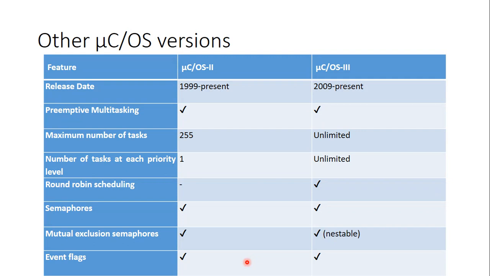Now I have compared MuseOS with its upgraded version, MuseOS 3. The release date of MuseOS 2 is around 1999 and of version 3 is 2009. Both are currently being used, and MuseOS 3 is basically the upgraded version of MuseOS 2. The maximum number of tasks in version 2 is limited to 255, whereas it is unlimited in version 3. Round robin scheduling has been added in version 3, while it is lacking in version 2. So as you can see, most of the things are just upgrades and added features in version 3.